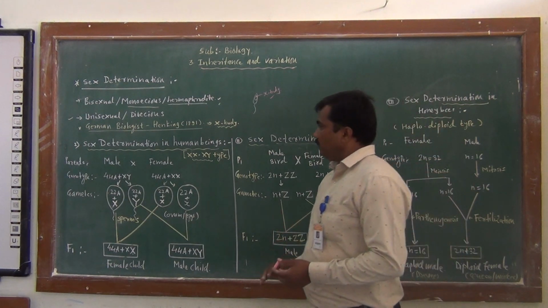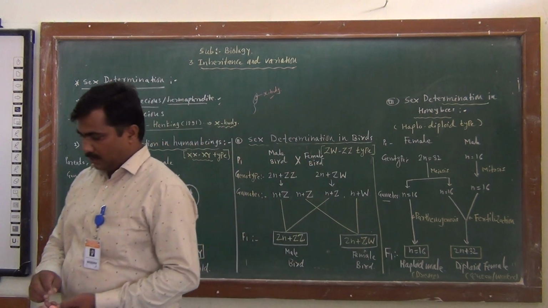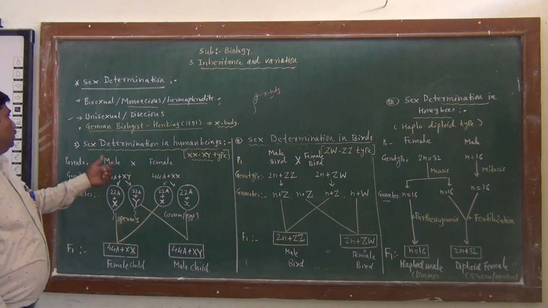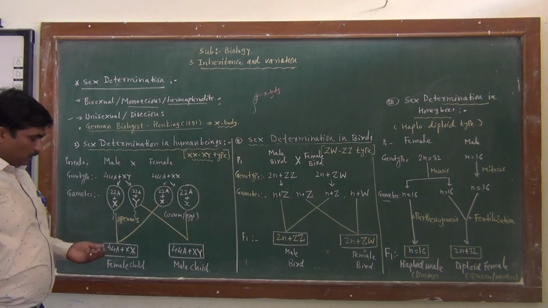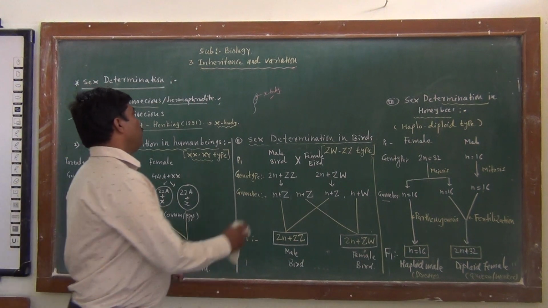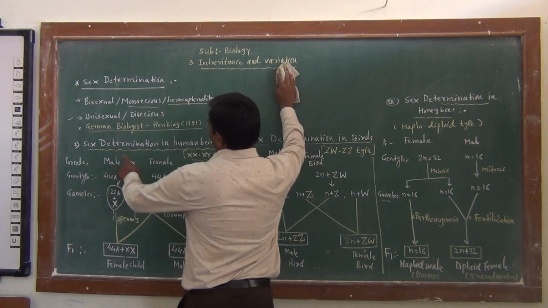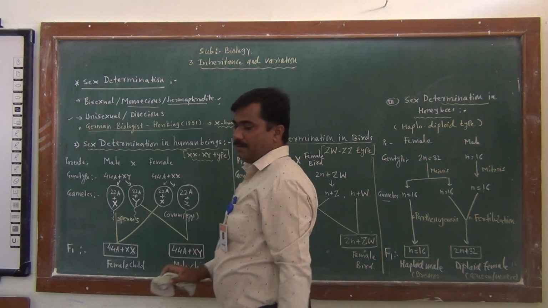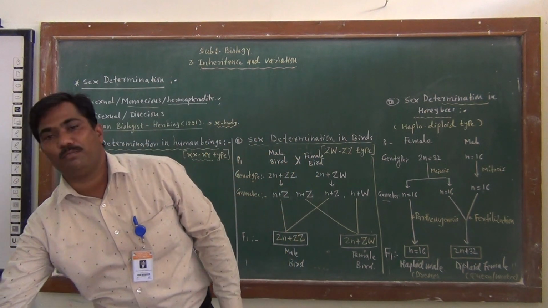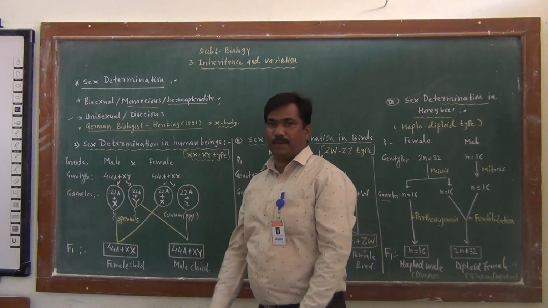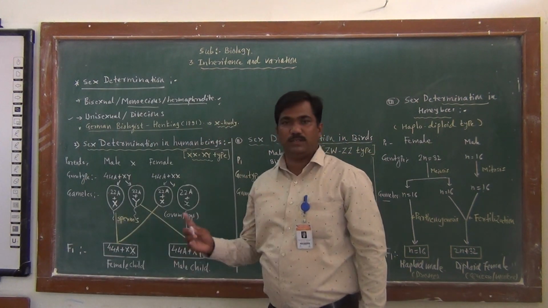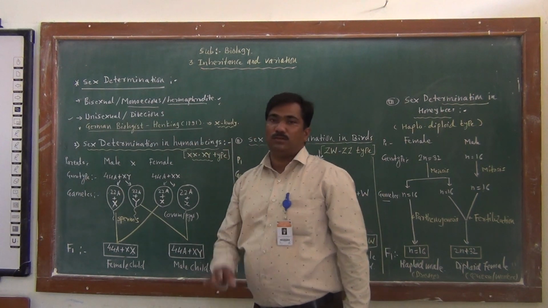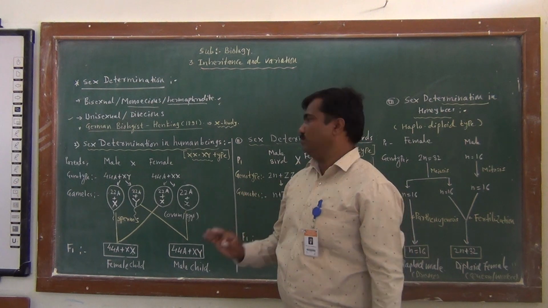Okay. Then first see sex determination in a human being. You know that the human being is a dioecious organism. Dioecious means male and female individuals are separate. So the male individual and the female individual are separate, and the human being is unisexual.